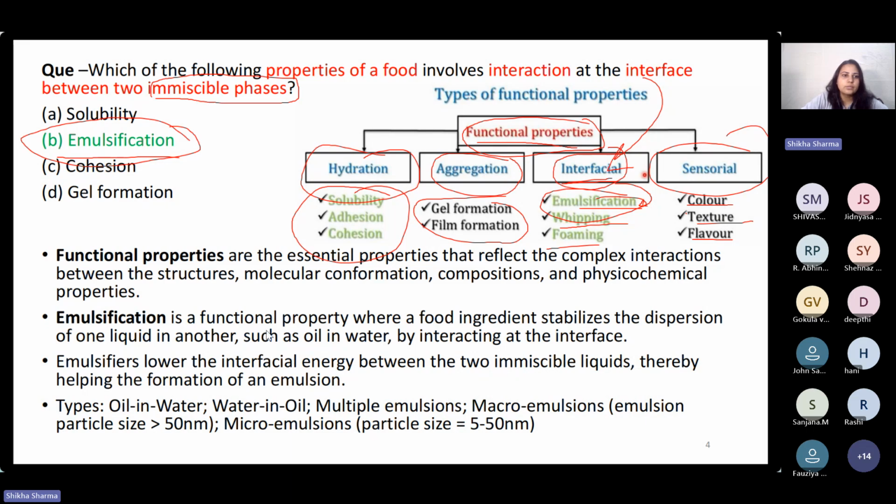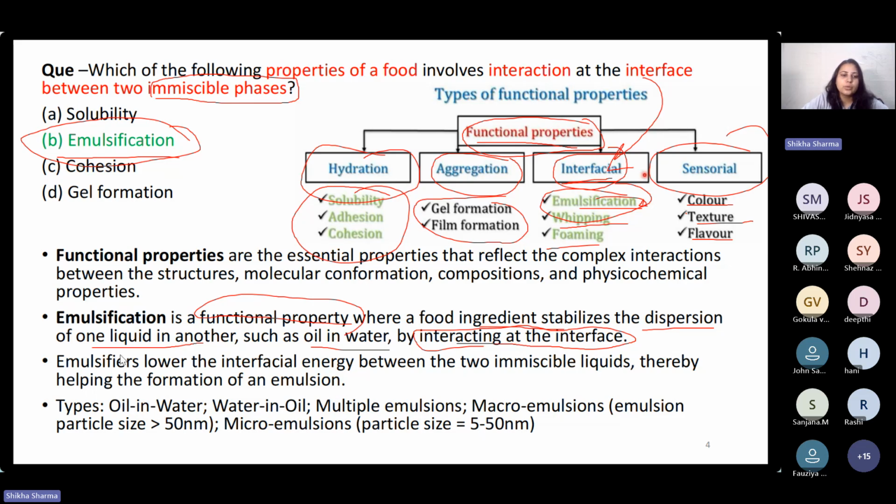So emulsification is the functional property where the food ingredient stabilizes the dispersion of one liquid in another, like an oil in water emulsion. What is happening is the formation of an interface between the two different layers.